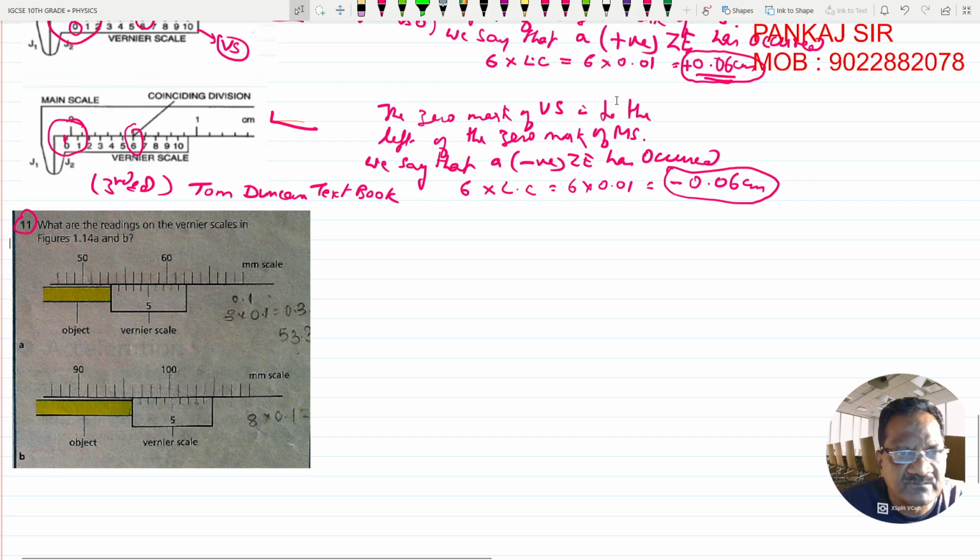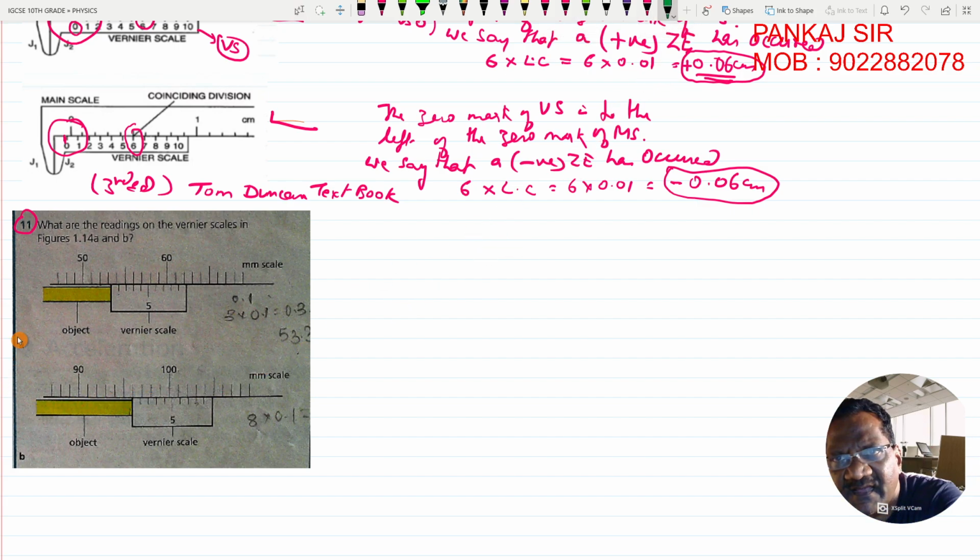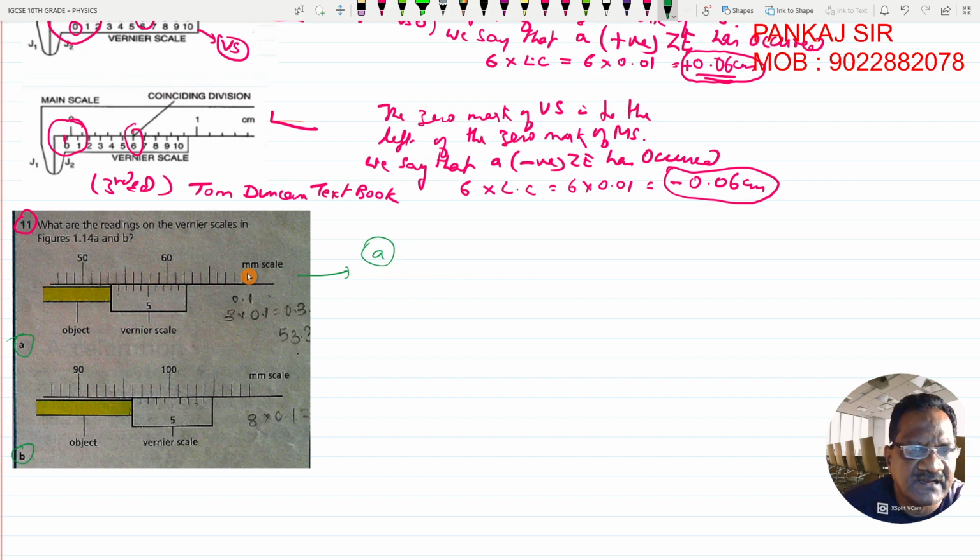What are the readings on the Vernier scales in this figure 1.14 A and B? So this is figure 1.14, this is A, and this is B. How to take the reading? Let us go for A. You can see that the top scale they have given is a millimeter scale. This is the main scale.